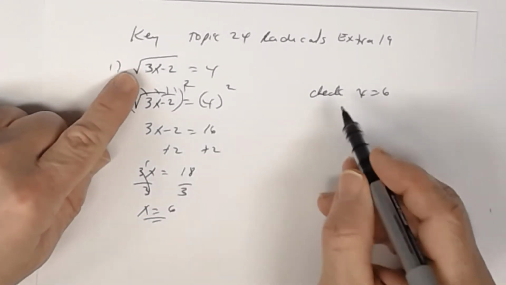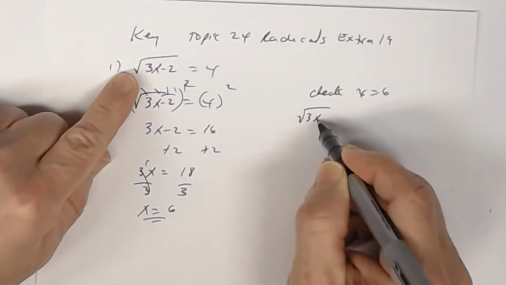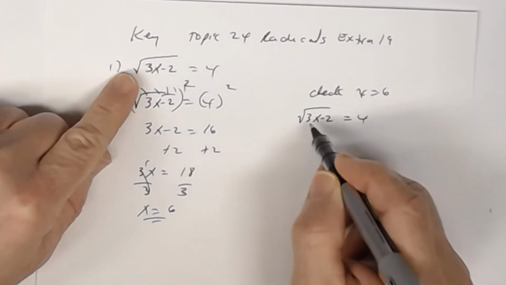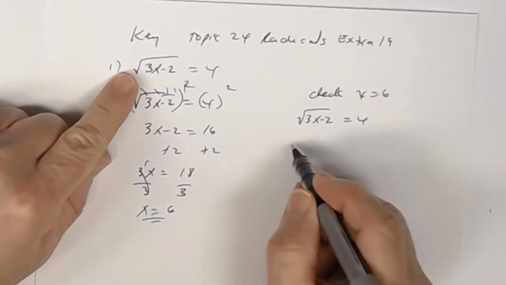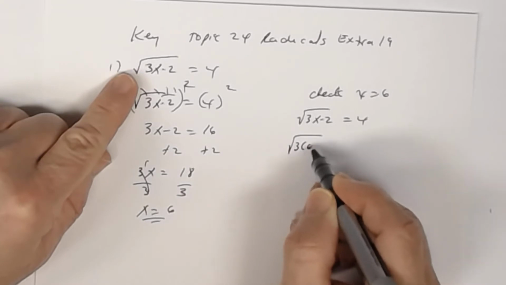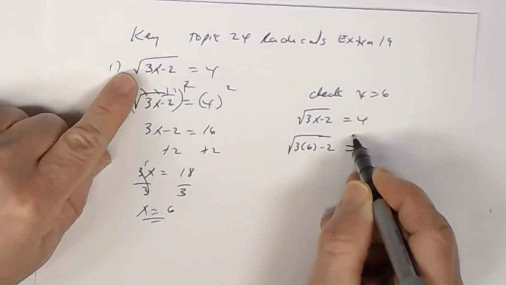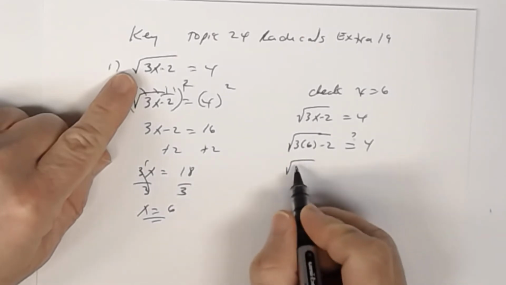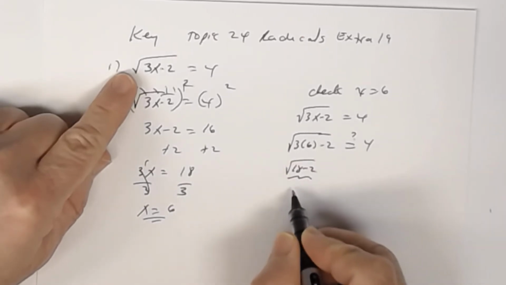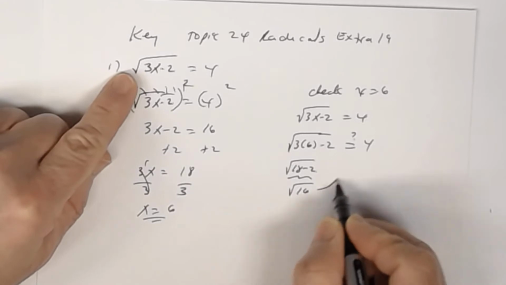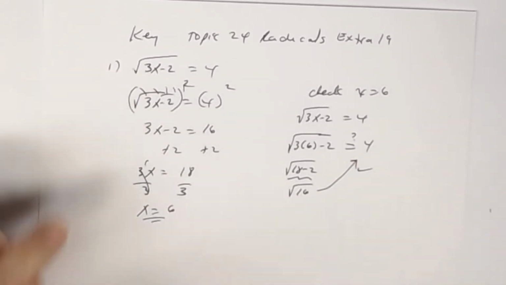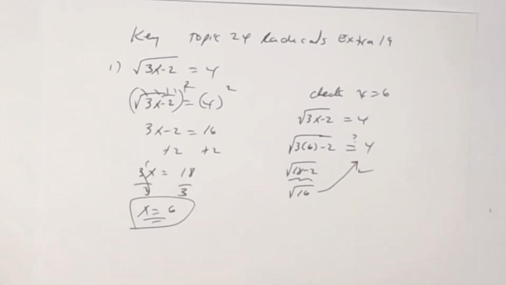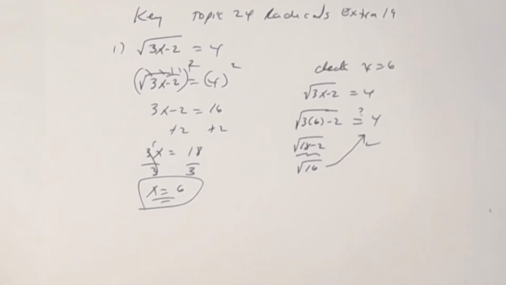So always go back to the original. So here's my original right here. And wherever you see the variable x, I'm going to substitute 6. So I get the square root of 3 times 6 minus 2. And I want to see that's going to equal 4. Well, 3 times 6 is 18. And 18 minus 2 is the square root of 16, which does equal 4. All right, so this works. This is not an extraneous solution.